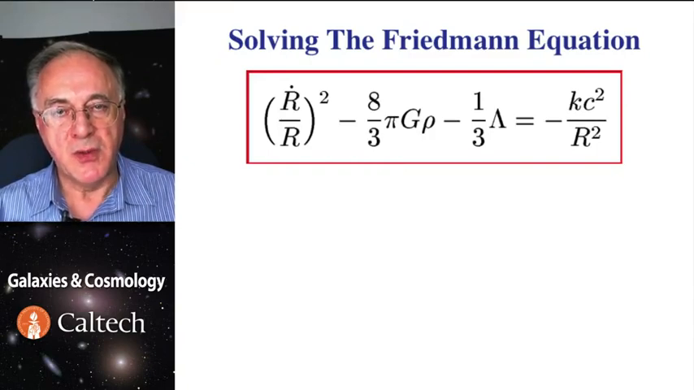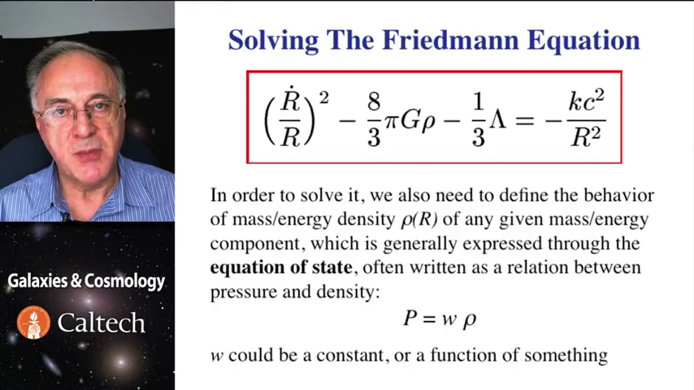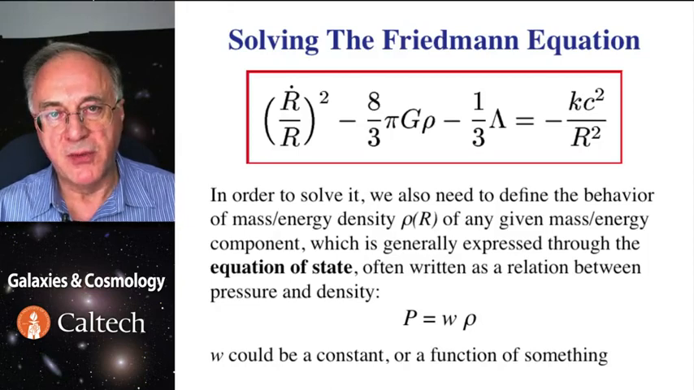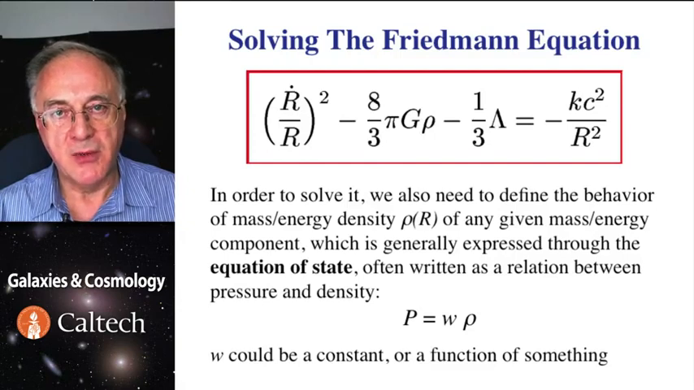The expansion of the universe at any given moment is determined by the mean density of matter and energy in it. As the universe expands, that density changes in a different way for different components. The equation that specifies how that is changing is called the equation of state, and it is often expressed as a relation between pressure and density. In its simplest form, it is just a multiplicative constant, usually denoted as little w.